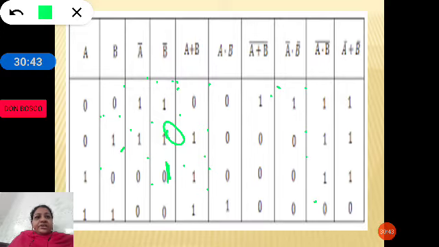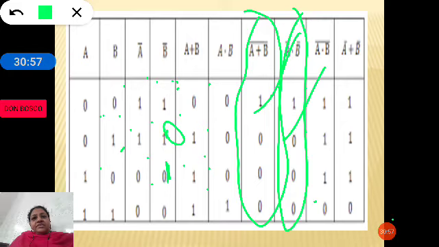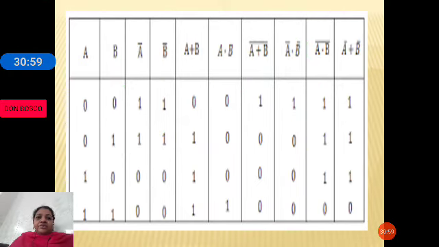Now you can see here these two columns are identical. So A plus B whole bar and A bar ANDed with B bar, these two are the same. Hence this has been proved.